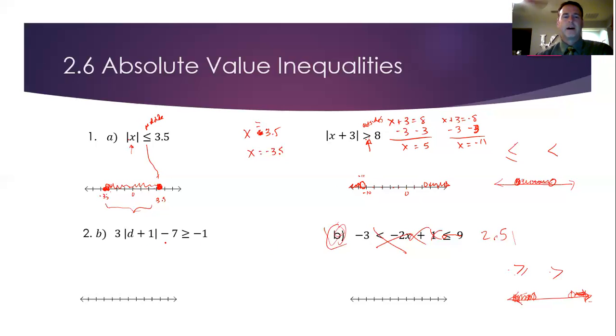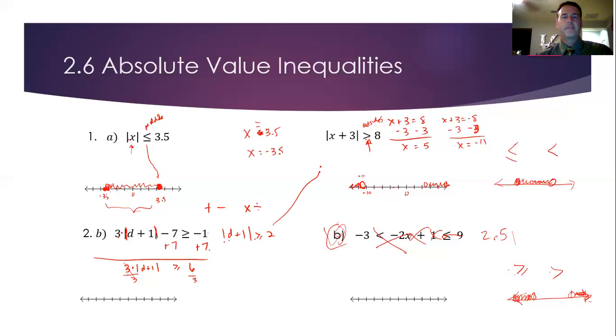Okay, last one of this type. First, get the bars by itself. Let's add 7 first before we divide by 3. Remember, we always do add, subtract first, and then we do multiplication, division. So 3 times the absolute value of d plus 1 is greater than or equal to negative 1 plus 7. Now you can use a calculator, but that does give you 6. To get the 3 off that side, you have to divide, because there's a times sign there. So the absolute value of d plus 1 is greater than or equal to 2.